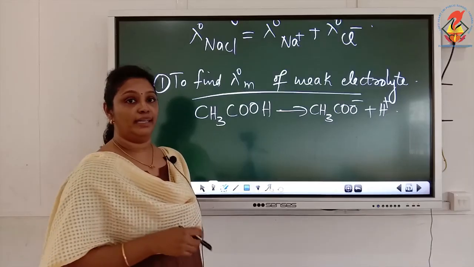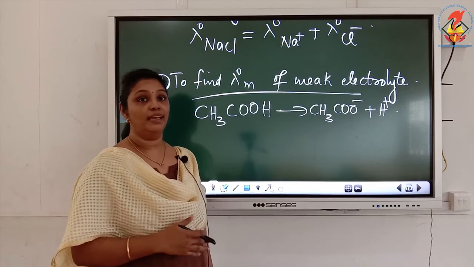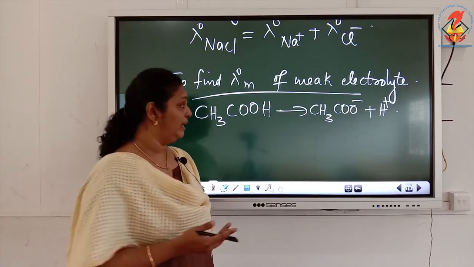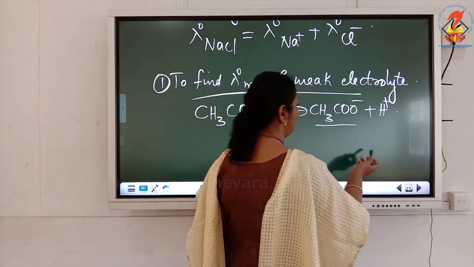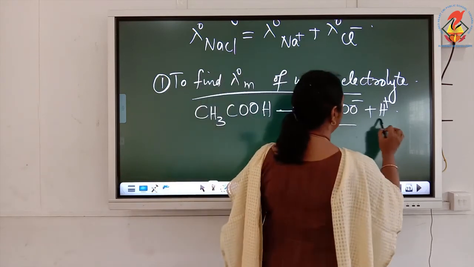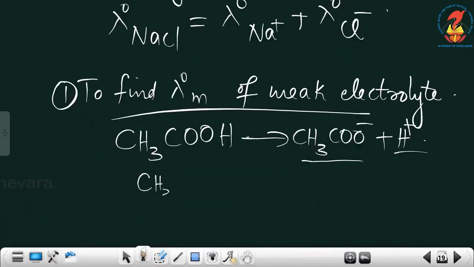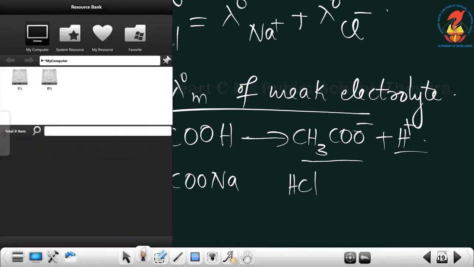To find the limiting molar conductivity of acetic acid, we have to take two strong electrolytes: one should contain the acetate ion and the other should contain the H+ ion. I am going to take CH3COONa, sodium acetate, which is a strong electrolyte. We know that if the acid is weak, its salt will be strong. Sodium acetate contains CH3COO-. The next strong electrolyte, which contains H+, is HCl. You know that HCl is a strong electrolyte.